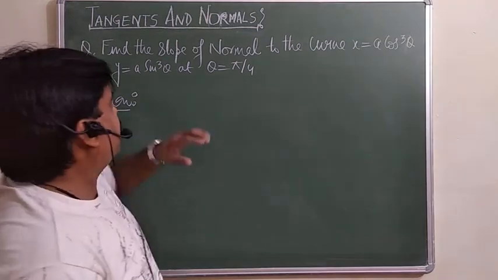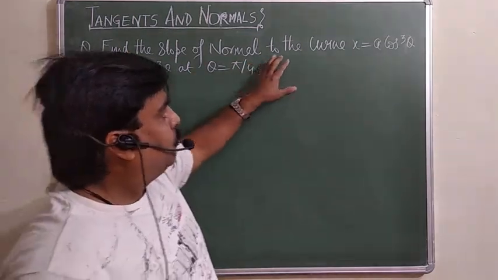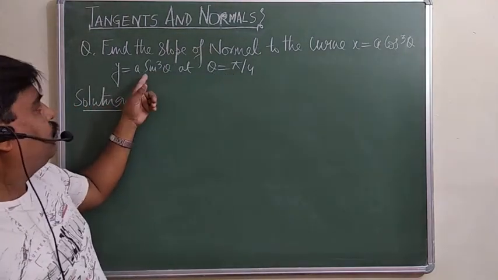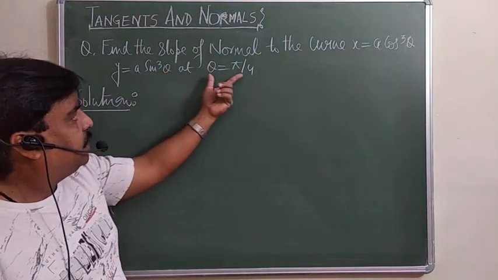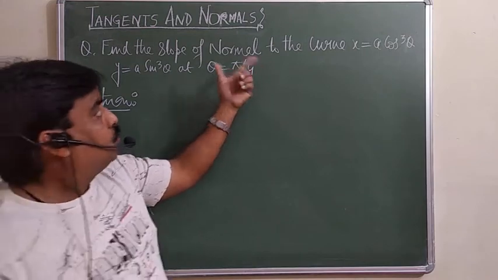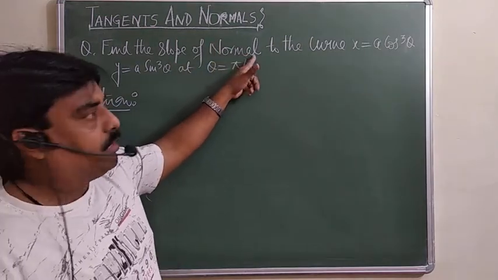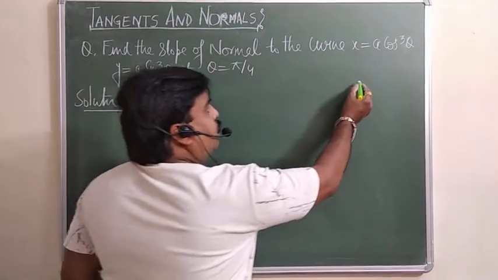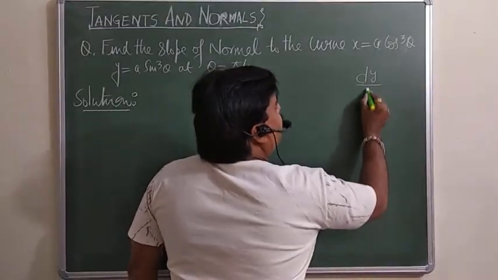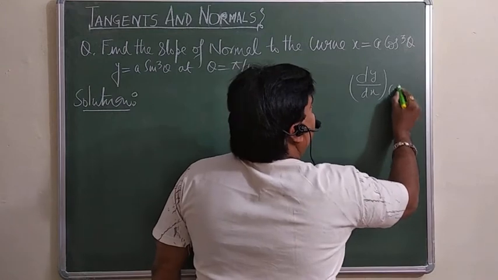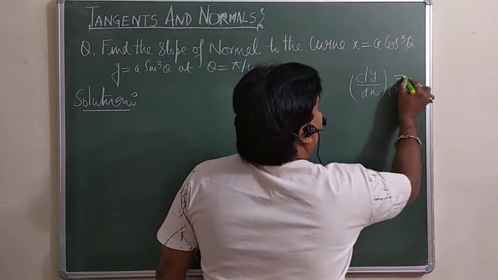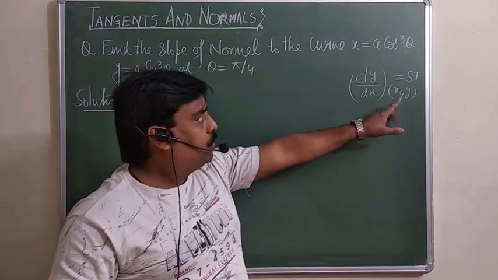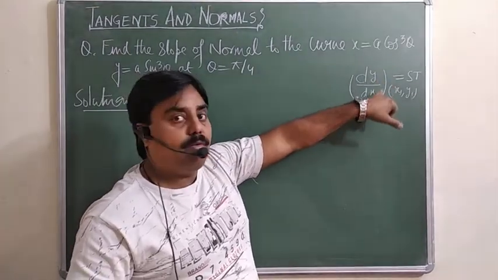Okay, now the next is: find the slope of the normal to the curve x equal to a cos cube theta and y equal to a sin cube theta at theta equal to pi by 4. So we want to calculate the slope of the normal. That means you are supposed to calculate the slope of the tangent first, and the slope of the tangent is dy over dx at any point. So you are supposed to calculate the slope of the tangent first. For that, you are supposed to find dy over dx.